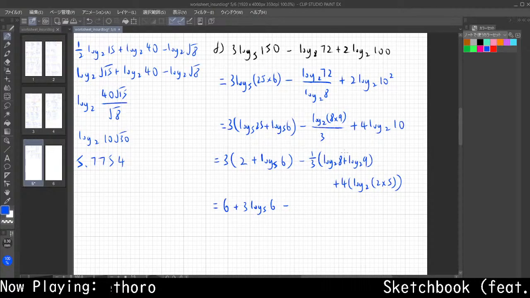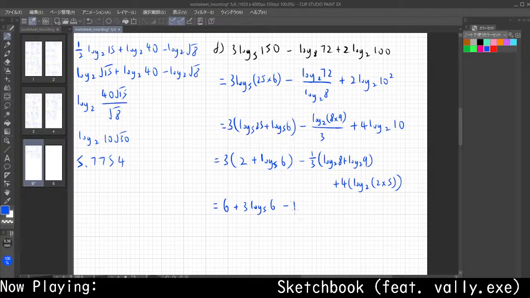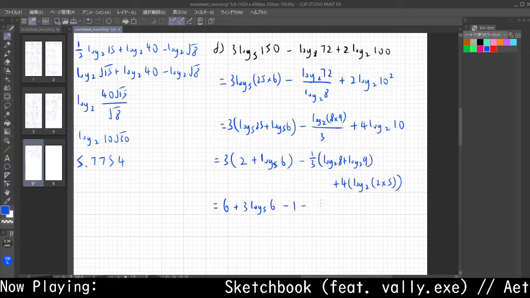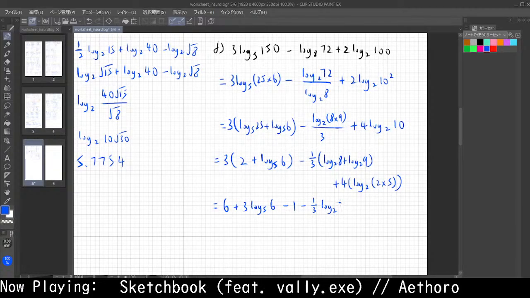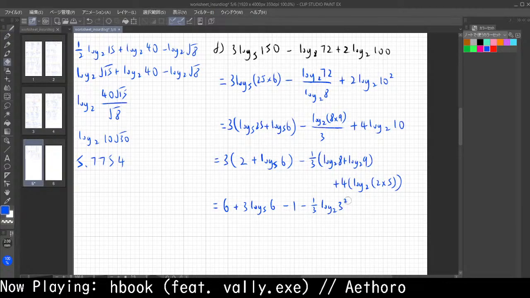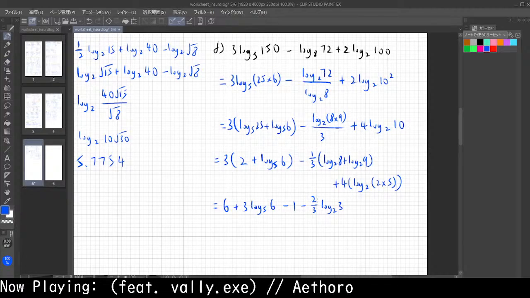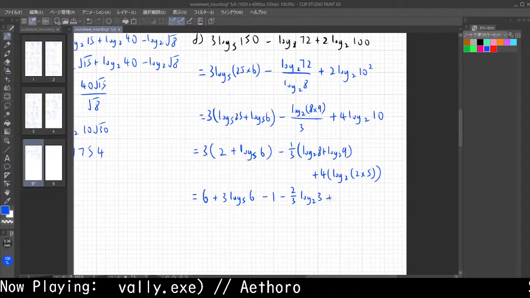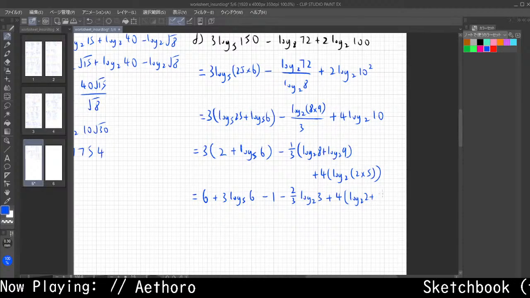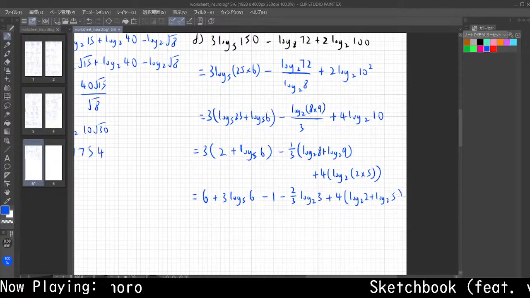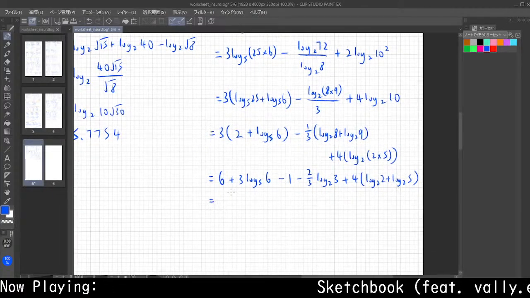Log base 2 8 is just 3. 3 times 1 over 3, I get 1, minus 1 over 3 times log base 2 9, which is 3 squared. The square you can bring to the front, so I get this plus 4 times log base 2 2 plus log base 2 5. Log base 2 2 is 1.